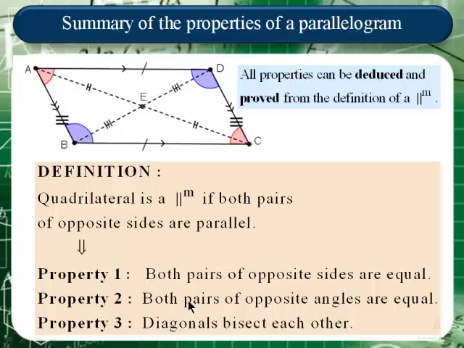The second property is that we can also prove that both pairs of opposite angles are equal. So in other words, we can prove that angle A is equal to angle C, the two red ones, and that angle B is equal to angle D. At this stage, we're just mentioning it. We still need to prove it.